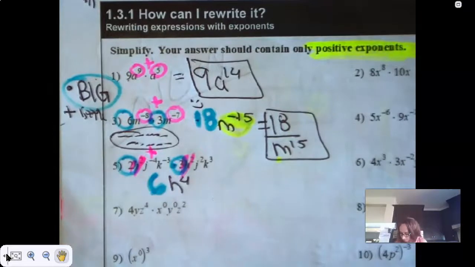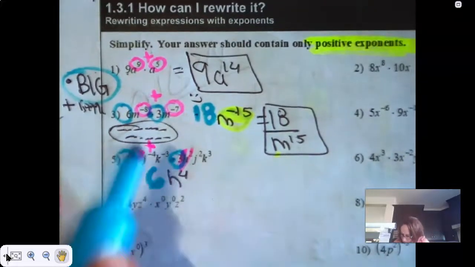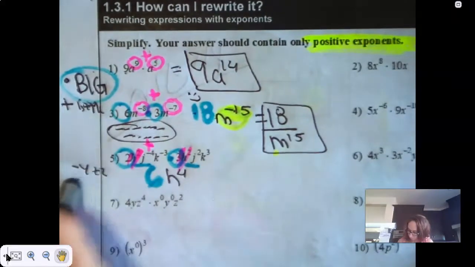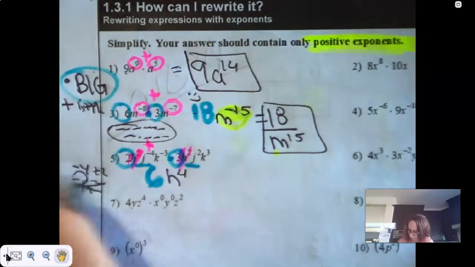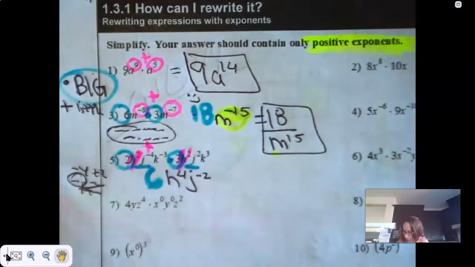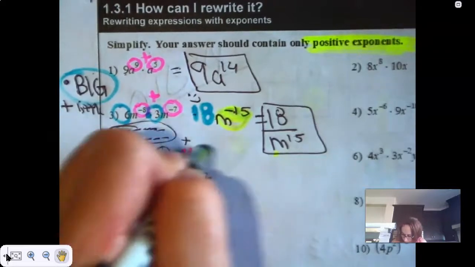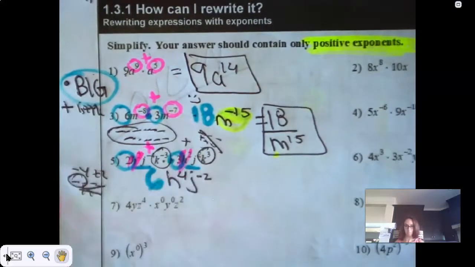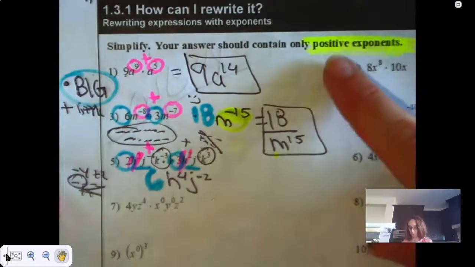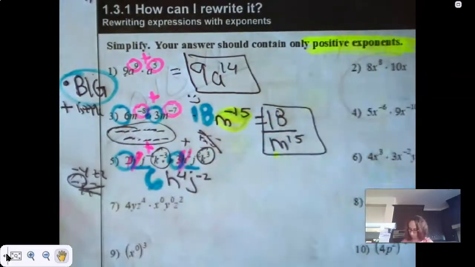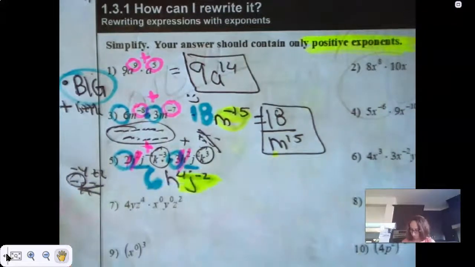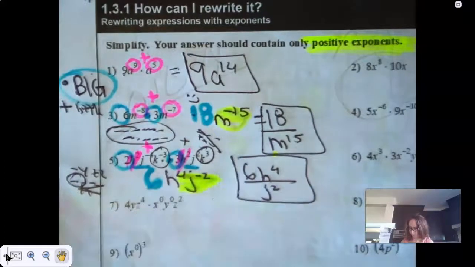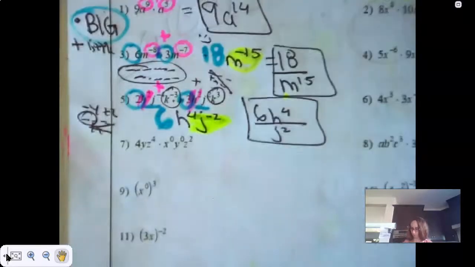H4. And then I look and I have j -4, j2. So I have -4 plus 2. 1, 2, 3, 4. 1, 2. Boom. J -2. And then I have -3 plus 3. 1, 2, 3. 1, 2, 3. So I have nothing. So I don't put it. Now the problem is they want positive exponents. So I take this, then I move it to the bottom. Everything else stays. Done. Okay, let's go to the next one.